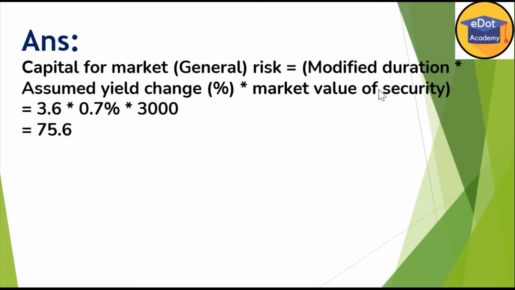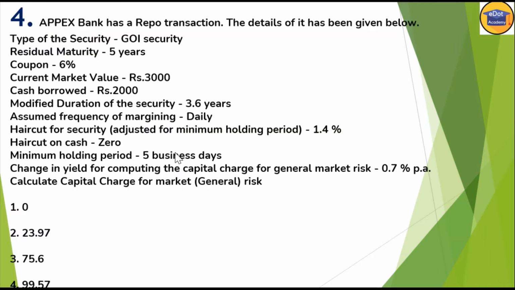The market value of the security we know is 3000, the modified duration given in the question is 3.6, and the yield change is 0.7%. So multiply, and 0.7% means you divide by 100. So we get 75.6 here. So the answer is third, which is correct here.